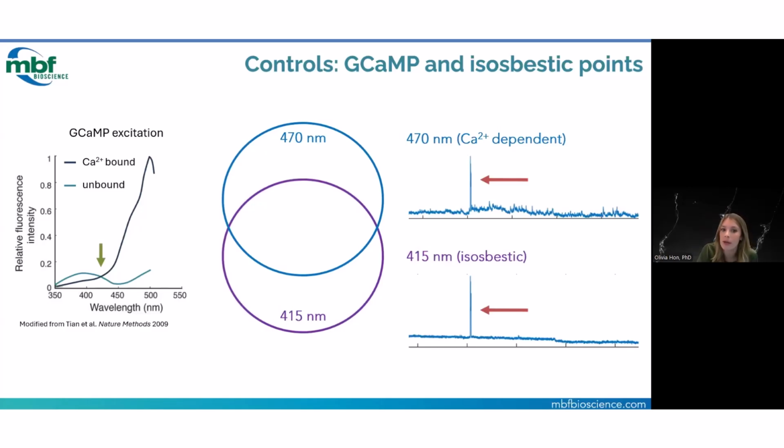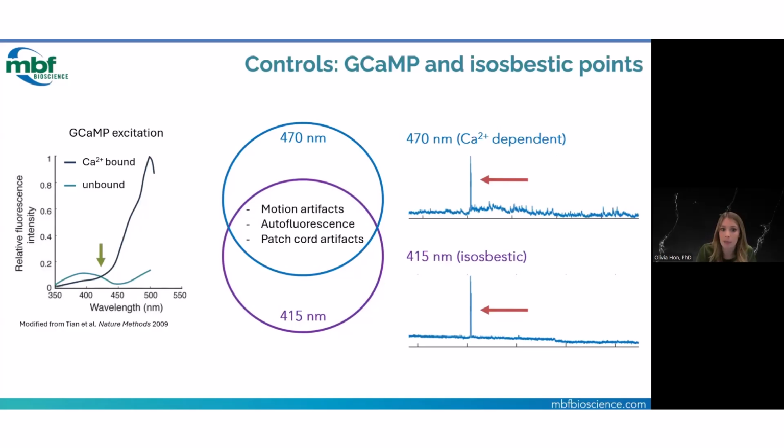So I have some example traces here. On the top, I have my 470 signal. This is your calcium dependent signal. And on the bottom, the 415 nanometer signal, which is isosbestic. And what you can see is that there are all kinds of dynamics happening in the 470 that are not happening in the 415, but we have this giant artifact spike that's showing up in both. Because we're seeing it in both channels, we can attribute it to an artifact.